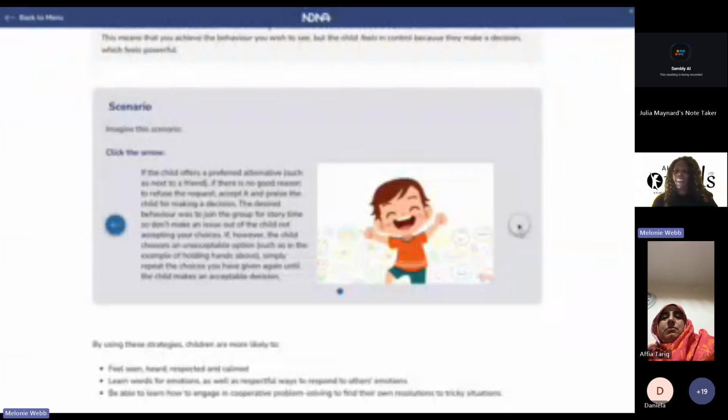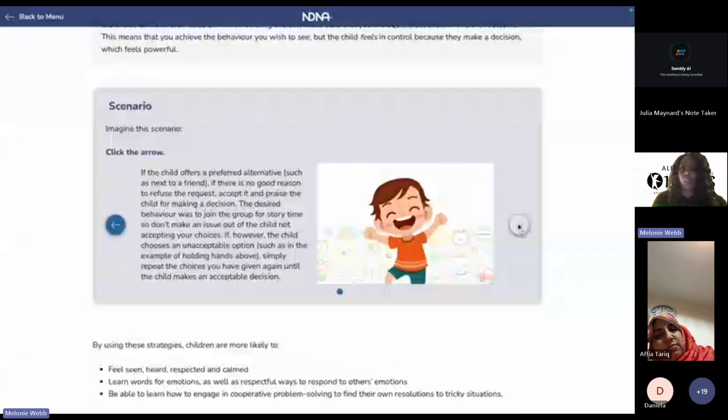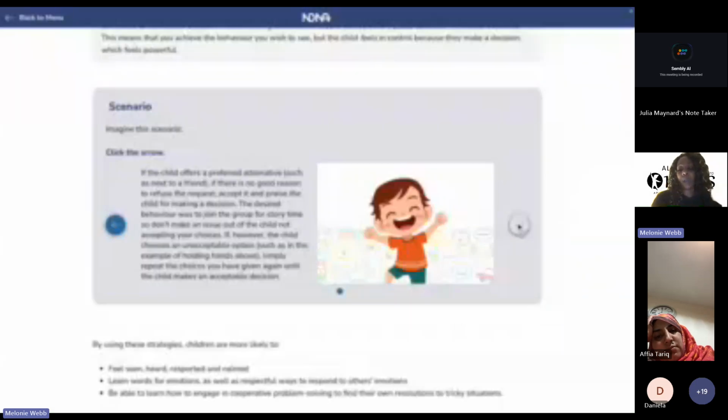Because again, remember, what we wanted to see was this child sitting on the carpet without having an adult and child conflict. The desired behaviour was to join the group for story time, so don't make an issue out of the child not accepting your choices. If, however, the child chooses an unacceptable option, such as the example of holding hands above, simply repeat the choices you have given again until the child makes an acceptable decision.